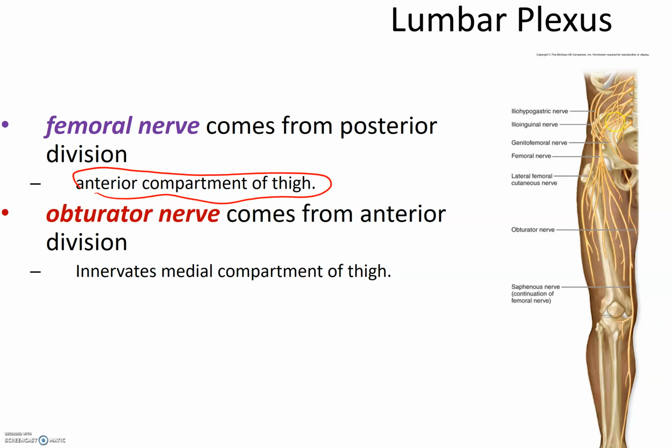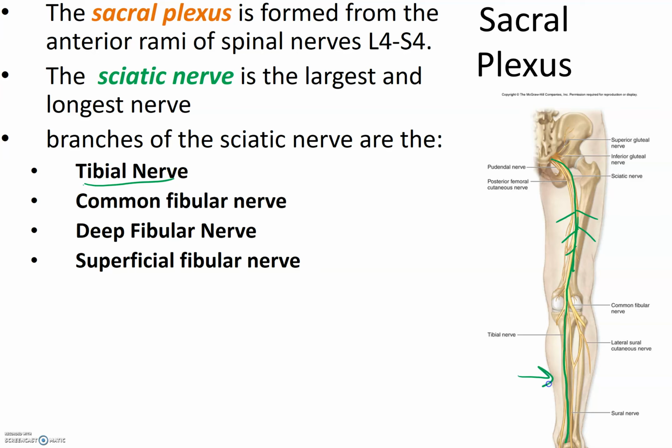It has one branch that goes on the tibial side. What should we call something on the tibial side? That's right, tibial nerve. And then we have the common fibular nerve. It is going to branch to a superficial and a deep one. So we have the fibular nerves on the fibular side.